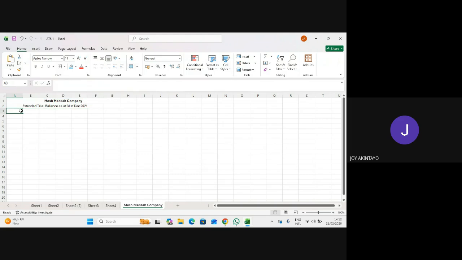Can you see my screen? So what are those things we need? At first, we need details, we need particulars, because sometimes they set this kind of question. Then we have the initial trial balance.